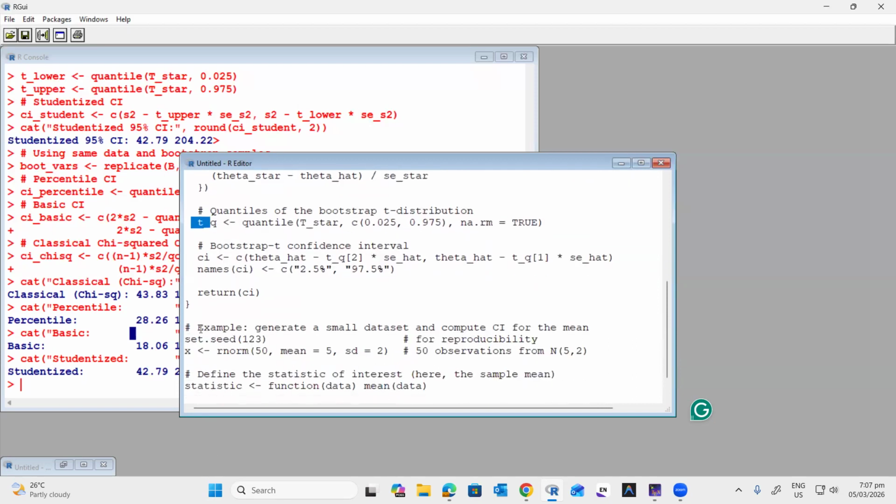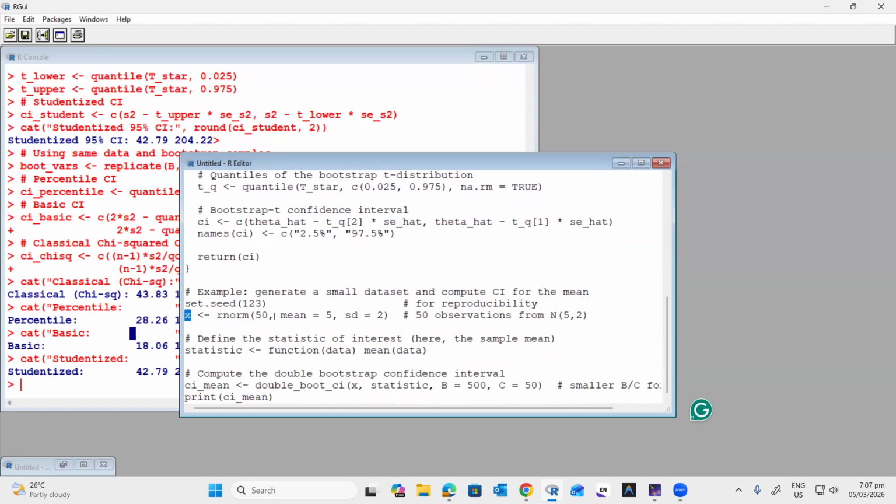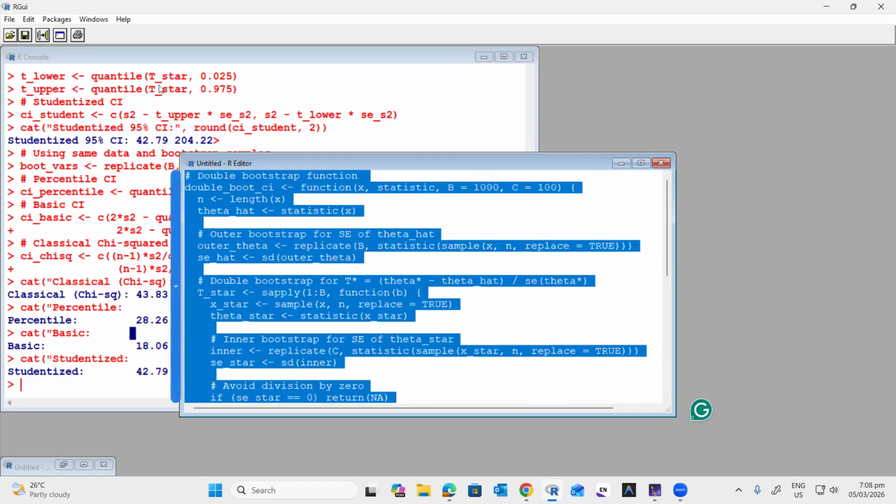Okay, after that, for example, we are going to generate a sample X of size 50 with mean 5 and standard deviation 2. All right, and we define the statistic as a function of data, which is basically the mean of that data. All right, and after that we compute the double bootstrap confidence interval here. So it will be X in the double boot CI. X is the data and statistic is the mean of the data, and B is 500 and C is 50 we are taking, okay, instead of 1000 and 100.